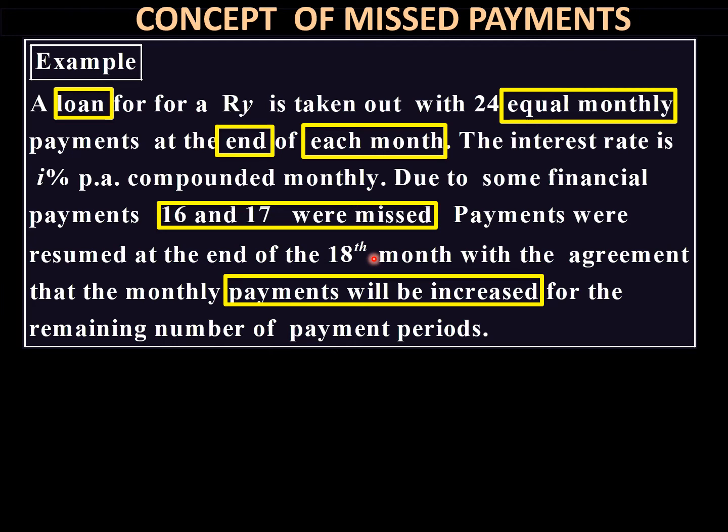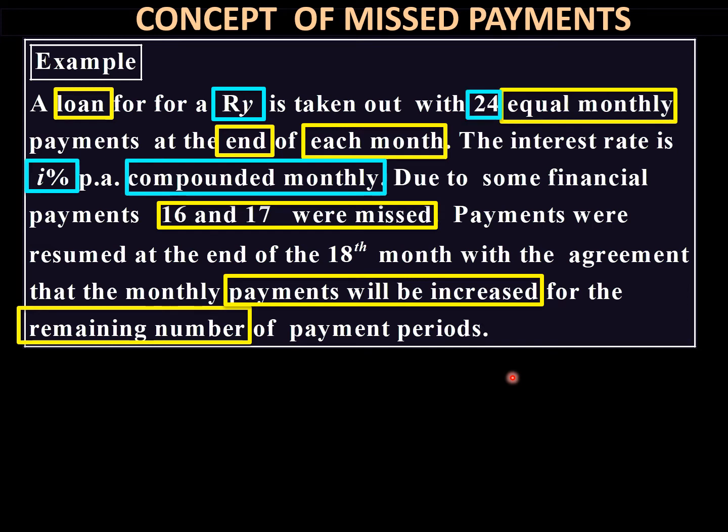But the agreement now is you've missed those 2 payments, and you agree to repay such that your monthly payments will be increased for the remaining number of periods. In other words, you're not going to go up to 26. You still want to stick to your 24-month agreement, but now it's going to be for the remaining number. So we'll have to calculate the remaining number of payment periods there. So you can see there, that is the amount of the loan. There's 24 there. The interest is I, and it's compounded monthly. And at the end of the 18th month, you start making your payments again after missing.